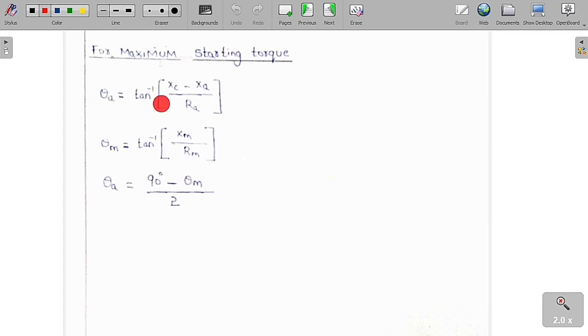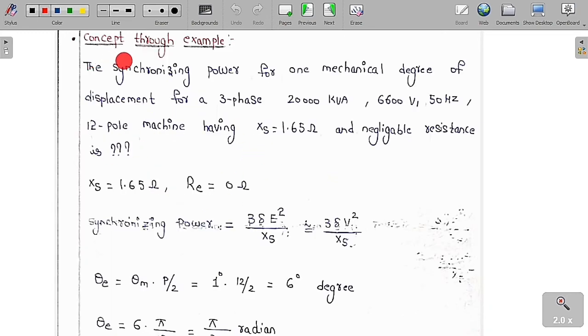So theta is equal to tan inverse of (Xc minus Xa) by Ra, and theta m is equal to tan inverse of Xm by Rm, and theta is equal to 90 minus theta m by 2. At this condition, we are going to get the maximum starting torque. So let me discuss a small important concept.